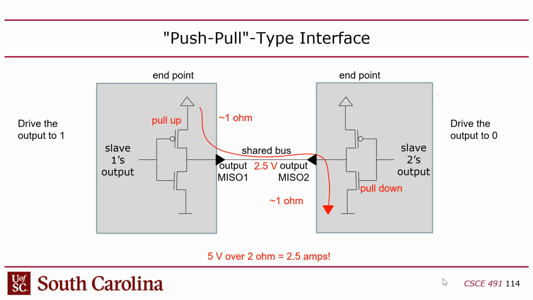So for instance, if the on resistance is 1 ohm on both the NMOS and the PMOS, and if this is a 5 volt supply, you basically have 2 ohms of series resistance here. So you're going to have 5 volts over 2 ohms. So you're going to be sinking 2.5 amps through this, right? Which is enough to fry the chip, right?